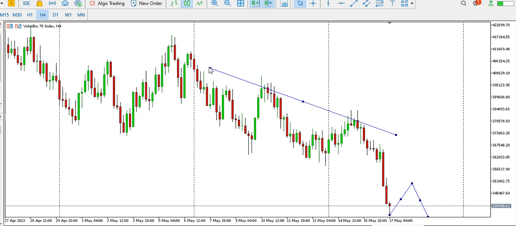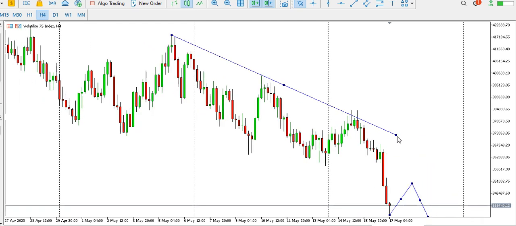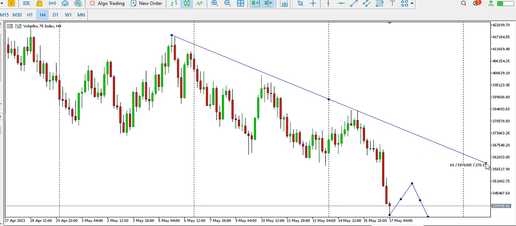Looking at the trend line, drawing the trend line, it is currently bearish. You can see that the trend line is being respected. So you might want to join the sellers in selling volatility 75 index. Okay, for now price is going down, but it might want to retrace a bit before continuing its down leg. Well, we might end up seeing a double bottom. A double bottom cannot be ruled out.